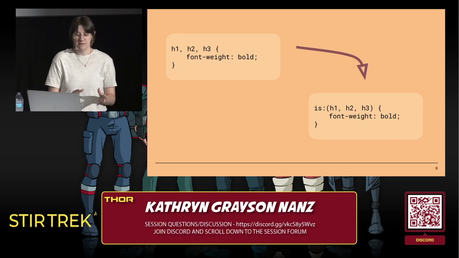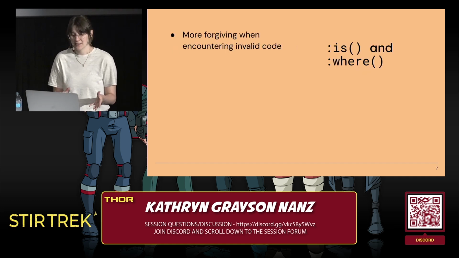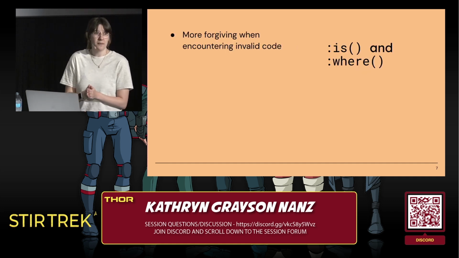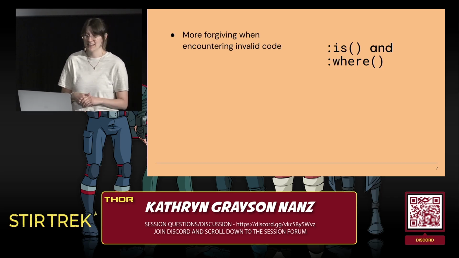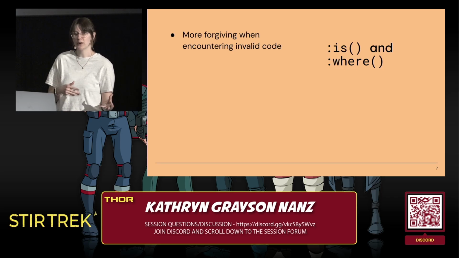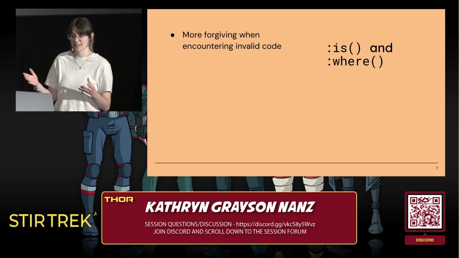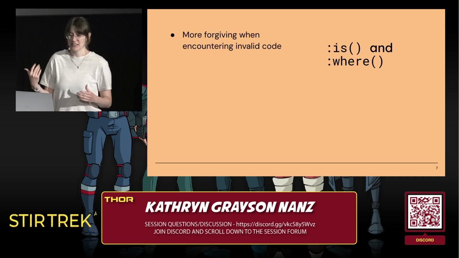So what's the benefit? Why would we use is or where instead of sticking with what we already know? And when should we use is versus where and vice versa? Starting with that first question, one of the main perks of is or where is that it's going to be a lot more forgiving than the old school list. Because before, if any part of your CSS selector was not valid, the whole thing was going to get scrapped.